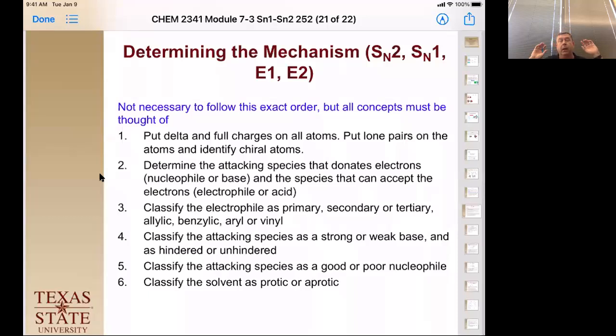Now, we know what's going to attack what. We know what's going to attack where. We know whether it's going to attack as a base or a nucleophile. Okay. Now we have to figure out what's going to be our product.